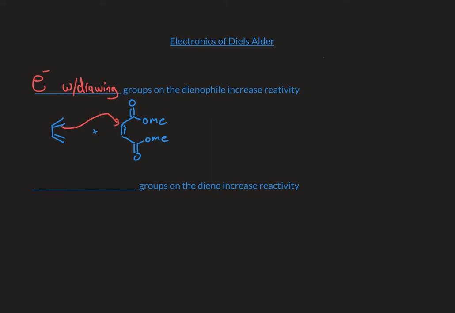The reason why electron withdrawing groups make this a faster reaction is that the first part of this reaction is the diene attacking the dienophile. We want the dienophile to have a slightly positive charge so it can accept electrons. And then the dienophile gives back electrons, and that moves over, and we wind up with a cyclohexene with two substituents hanging off of it that are esters.